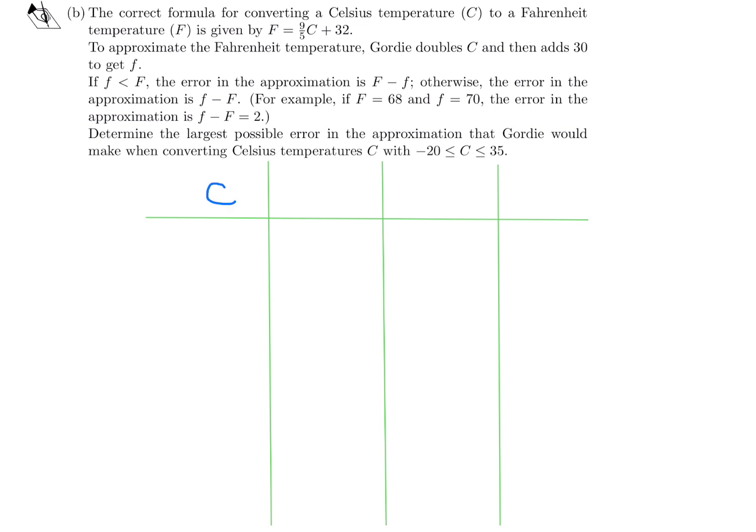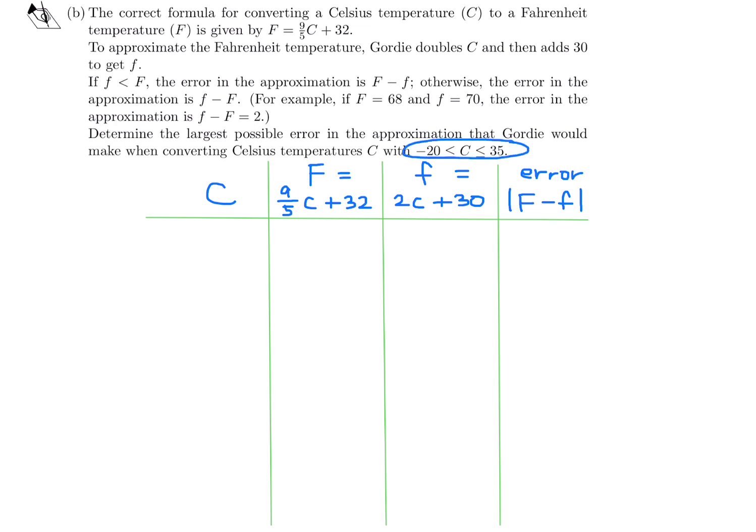So this is my Celsius, and this is my Fahrenheit big F, which I get from this formula right here, which is 9/5 C plus 32. And then I get my approximation, small f, and that approximation is obtained by just doubling C and then adding 30. All right, so that is my small f and my big F, and then we'll calculate the error. And the error just looks like F minus f, the absolute value of it, regardless of whether it's negative or positive. We're just looking at the positive value. Okay, so let's start.